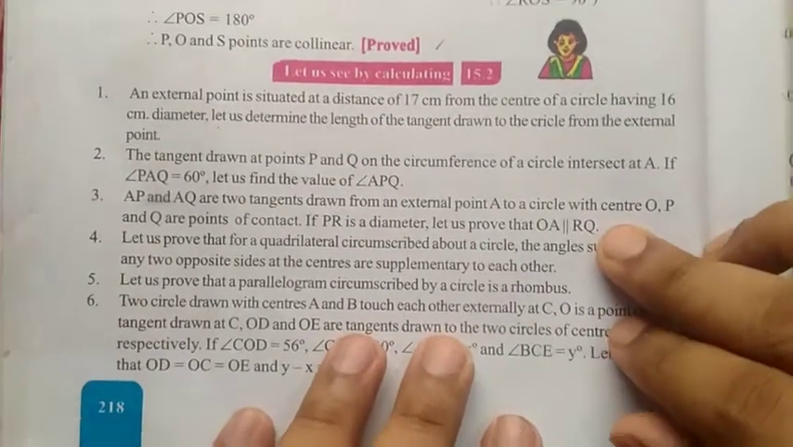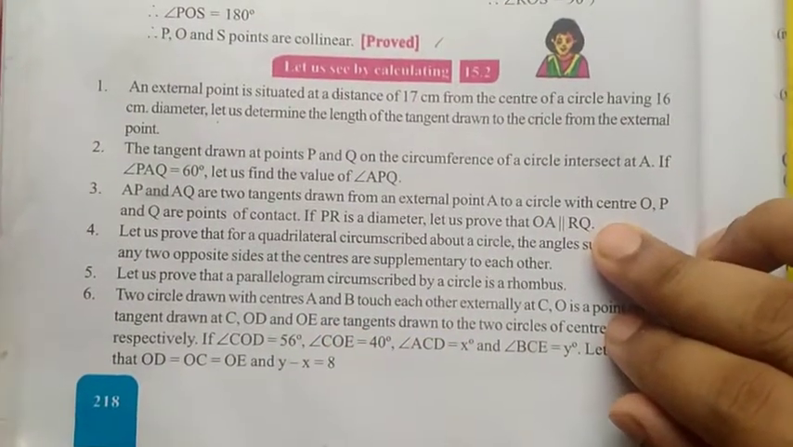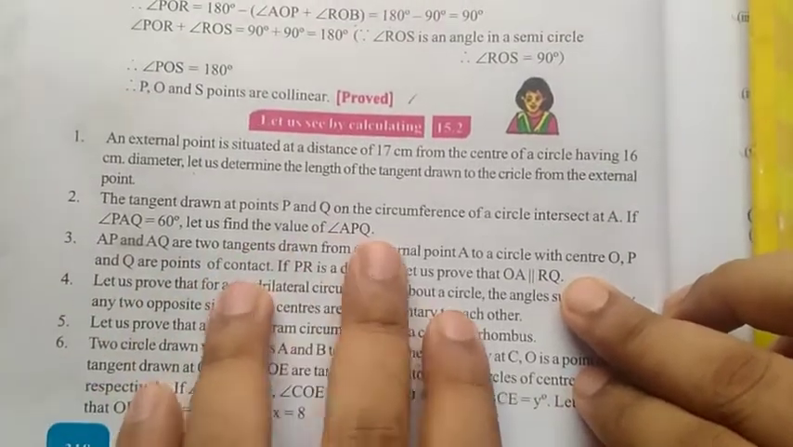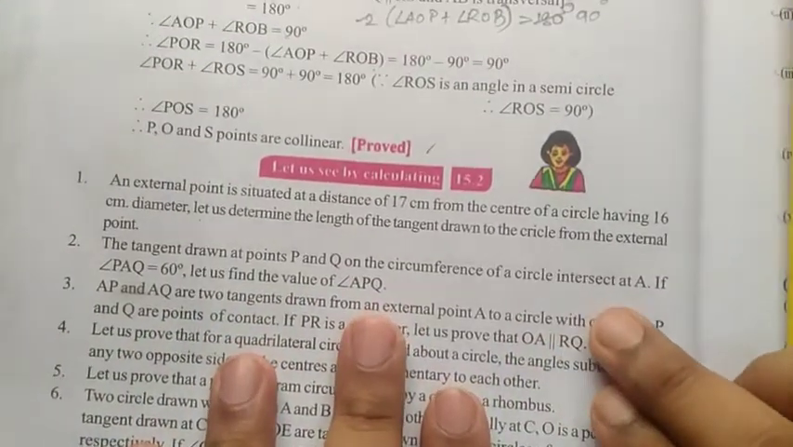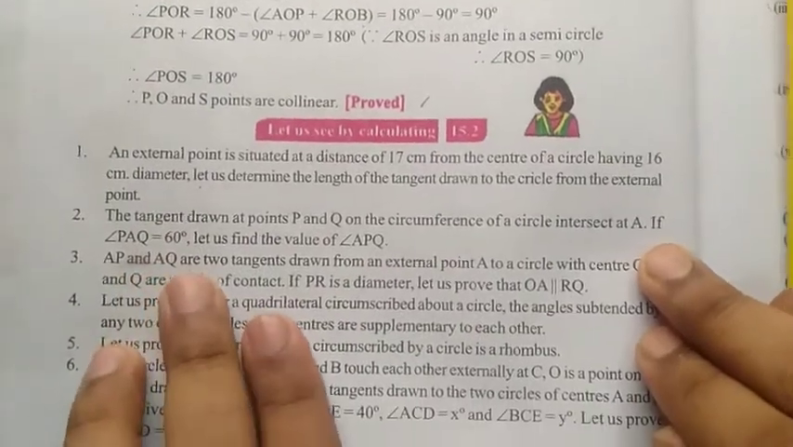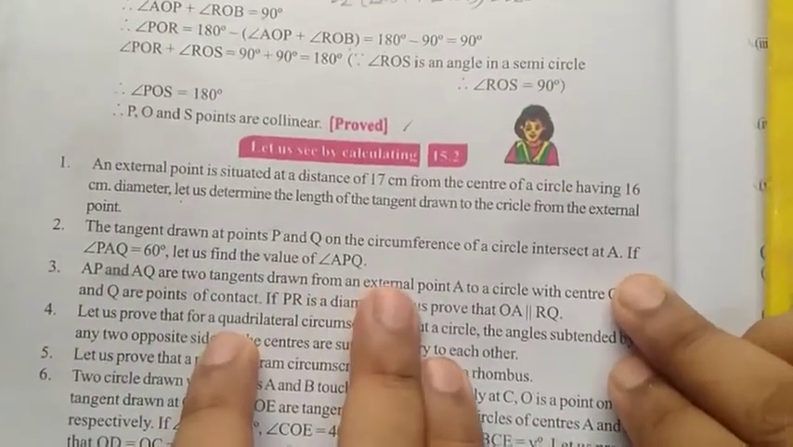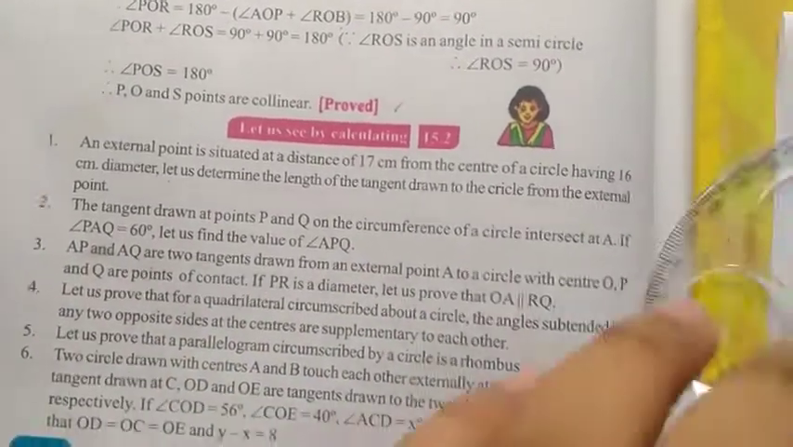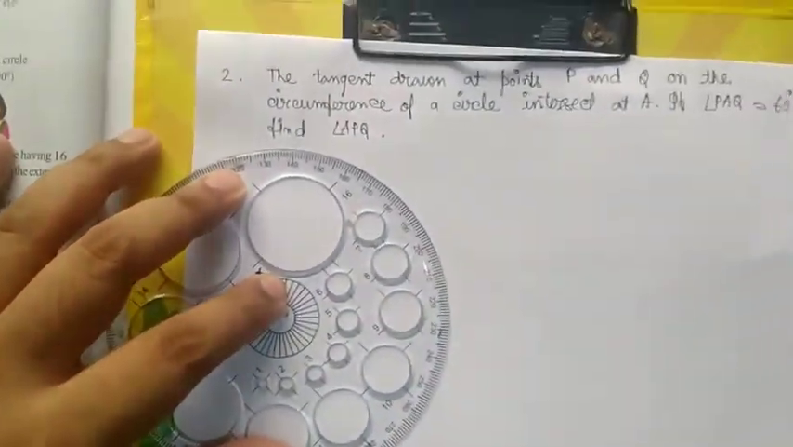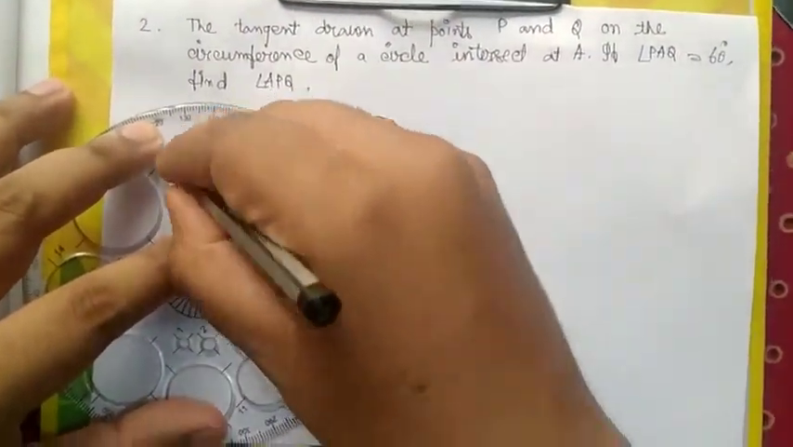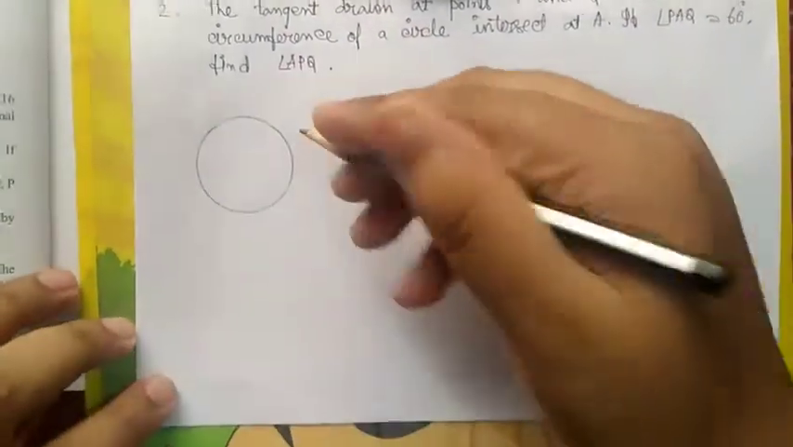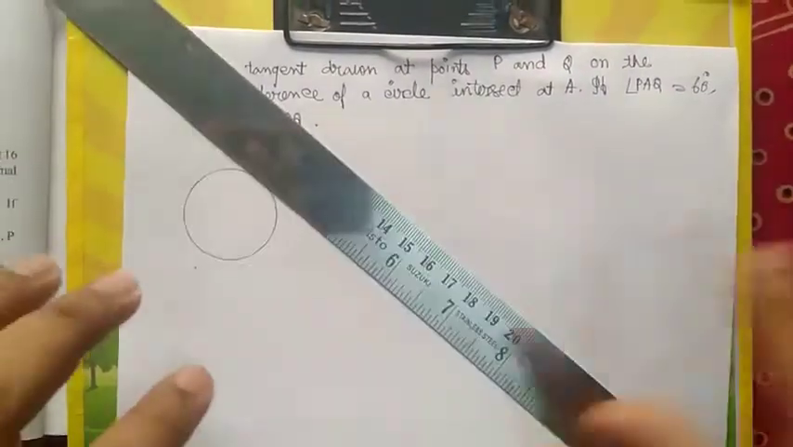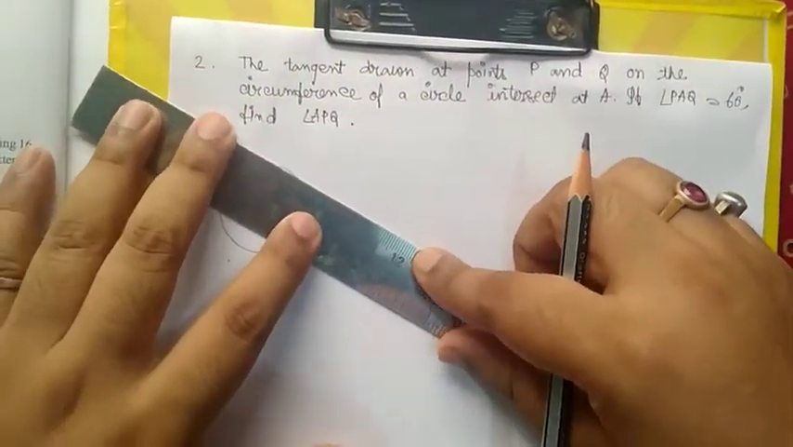This is sum number 2, chapter number 15.2, theorems related to tangent of a circle. The tangents drawn at points P and Q on the circumference of a circle intersect at A. If angle PAQ equal to 60 degree, let us find the value of angle APQ. So the diagram should be like this one, and the external point should be here. So from the external point we have to draw two tangents.